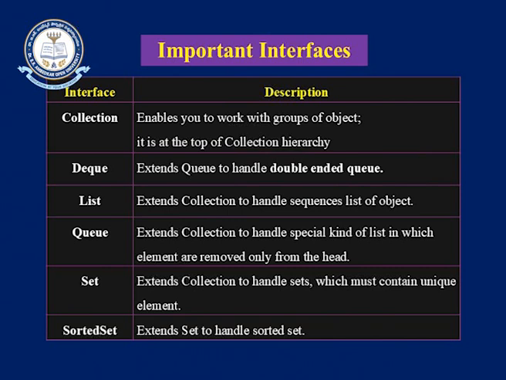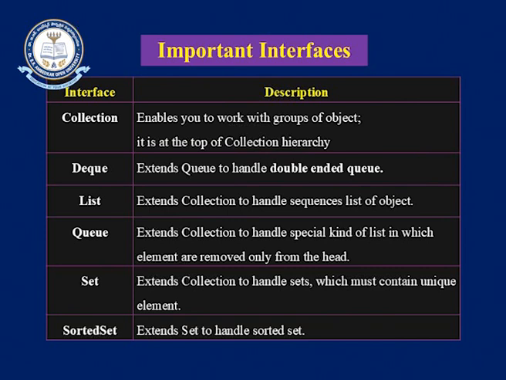Then let me tell you about some important interfaces. As I covered already, collection is one of the interfaces that enables you to work with a group of objects, and it is the top of the collections. Then deque extends queue to handle a double-ended queue. Deque is the short form, and the full form is double-ended queue. It has two ends, and with the help of these two ends you can insert and delete elements. That is why it is called a double-ended queue.